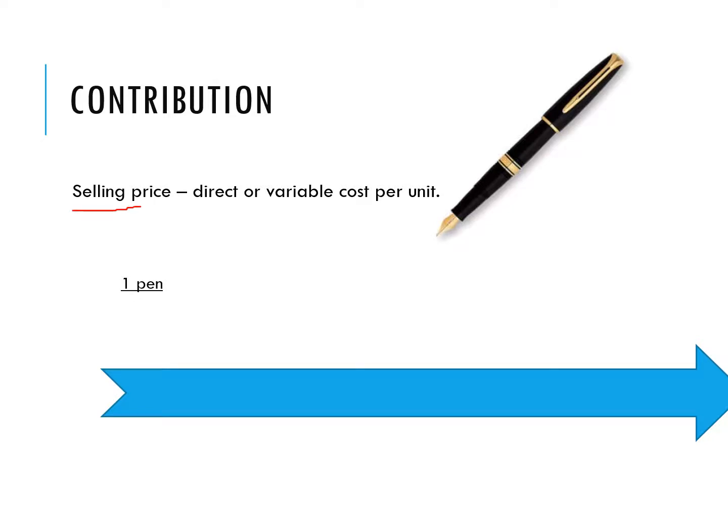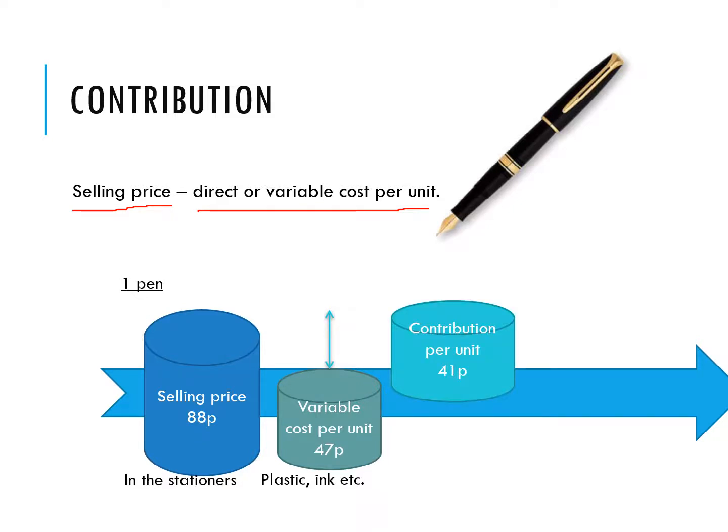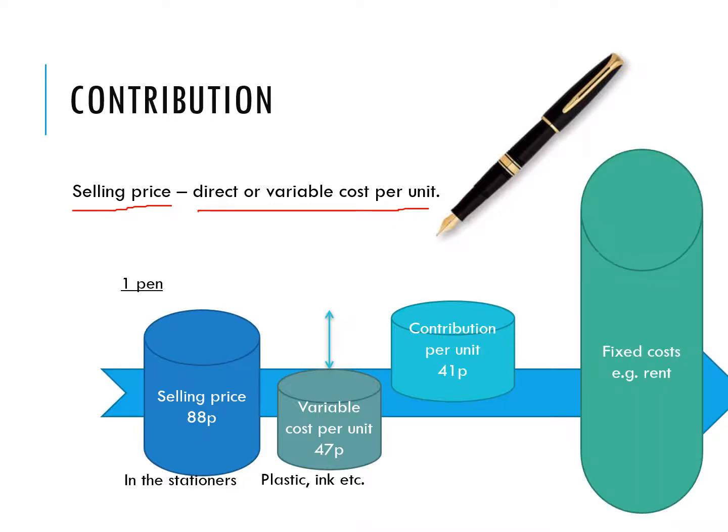Well, contribution per unit is the difference between the selling price and the direct or the variable cost per unit. So for example, if I was thinking of the contribution of a pen, if I sold the pen for 88 pence, the variable costs were 47 pence, then the contribution per pen would be 41 pence. And that contribution goes against my fixed costs. So once I've covered my fixed costs, I can start to make a profit.